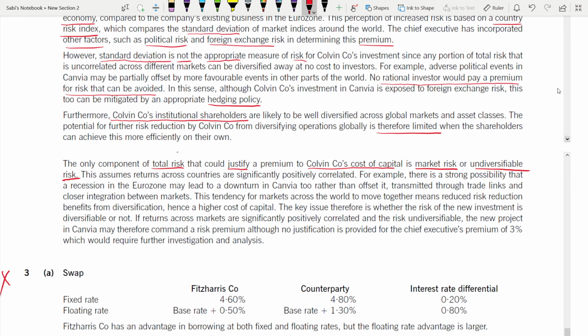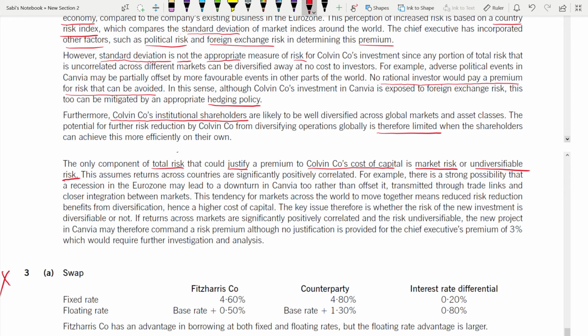This assumes returns across countries are significantly positively correlated. For example, there's a strong possibility that a recession in Eurozone may lead to a downturn in Canada too rather than offset it. Correct? One country suffers, like in this global COVID. One country affects the other country also automatically. China was the first one to get affected, and because of that other countries, like the Middle East countries and all those countries who were dependent on China for inputs, are suffering too.